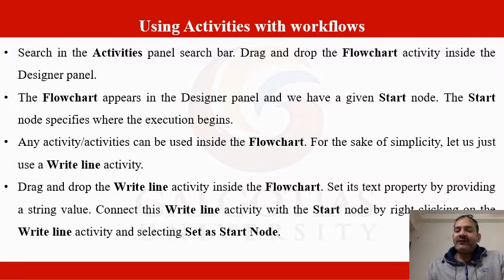First of all, you simply search your activity in the activity panel, then drag that activity into your flowchart, into your sequence, into your state diagram, or you can say drag that particular activity into your work area. That's it. The point is: search in the activity panel's search bar, then drag and drop the flowchart activity inside the designer panel. I have told you this point many times.